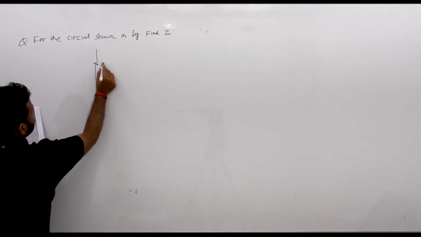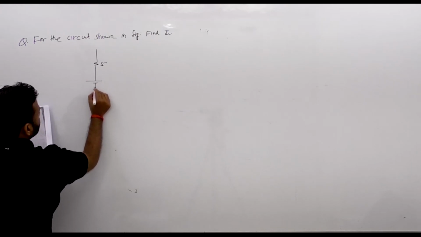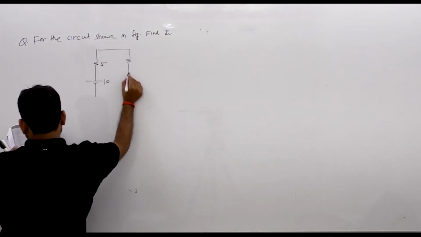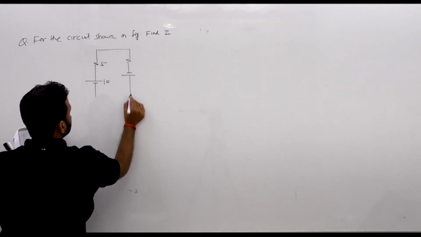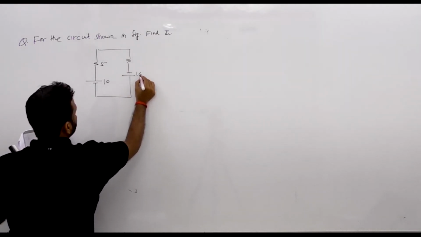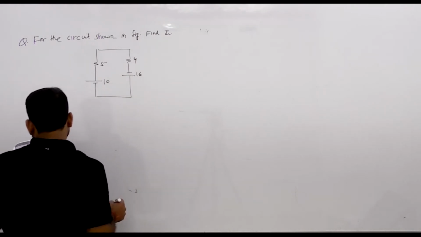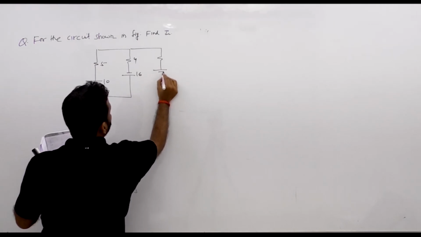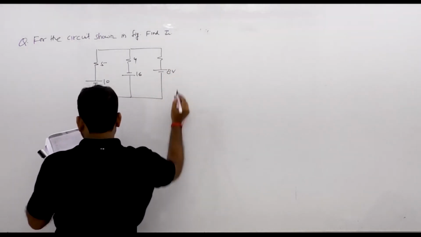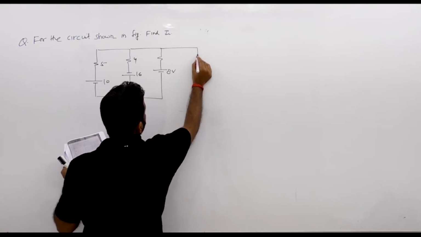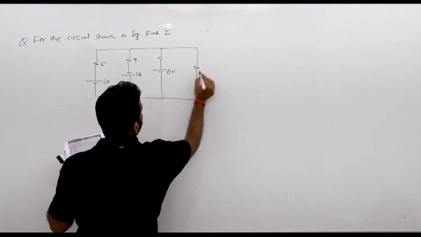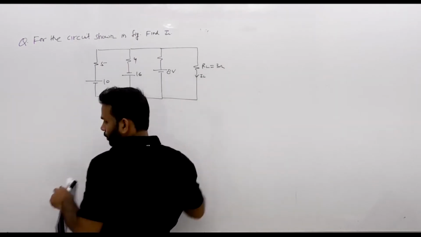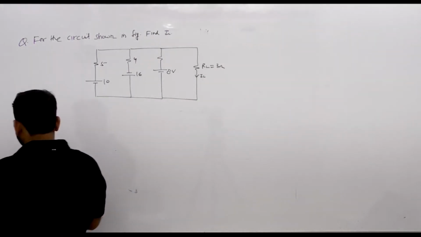It is 5, then we will have 10, then we will have 4, and then we will have a source of 16 volt, then we will have 2, and we have 8 volt, then we will have RL. So this is your question and RL is 3 ohm. So we will solve this question.